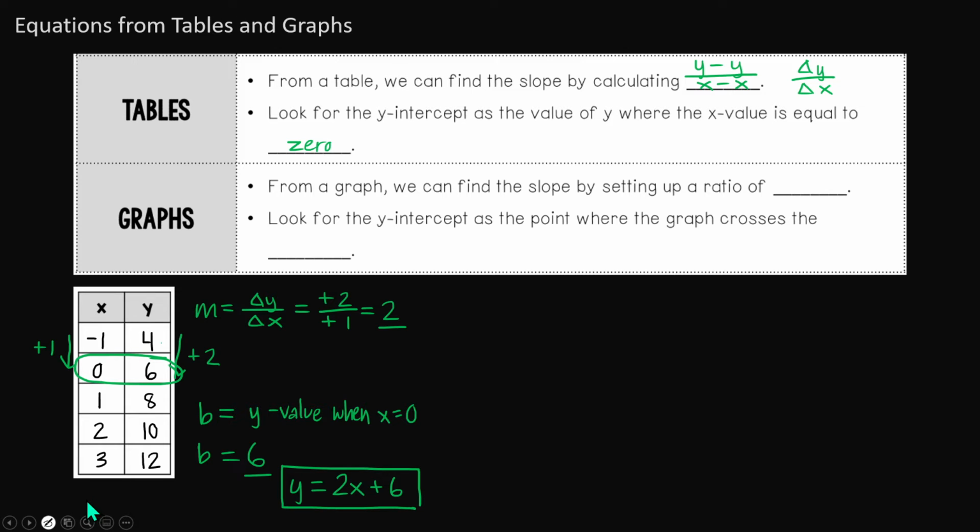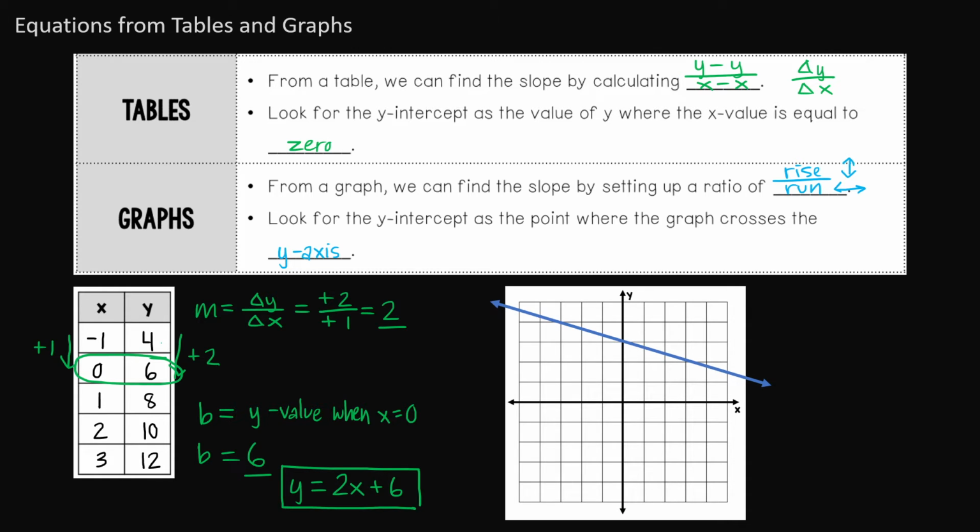And so let's try this out with graphs. Graphs are a little bit different of a process. From a graph, we can find the slope by setting up a ratio of rise over run. Basically, it's the same thing as the table. Change in y is the rise, change in x is the run. Basically, change up and down divided by change left to right. And then for your graph, we look for the y-intercept as a point where the graph crosses the y-axis. We should be pretty familiar with this by now. So let's just take a look at a graph and a line here.